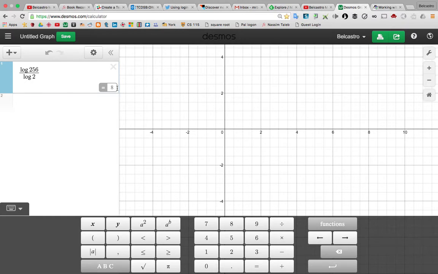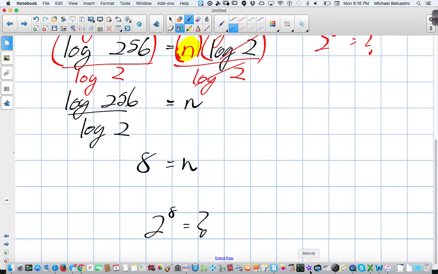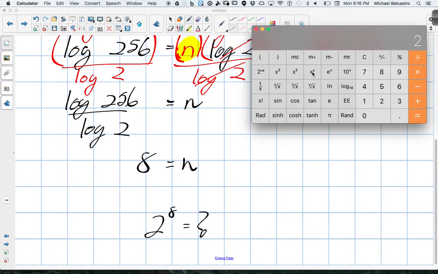So in this case, n is equal to 8, and we can test this theory. What's 2 to the power of 8 equal to? It should be equal to 256. We'll use a different calculator just to verify. 2 to the power of 8, 256.